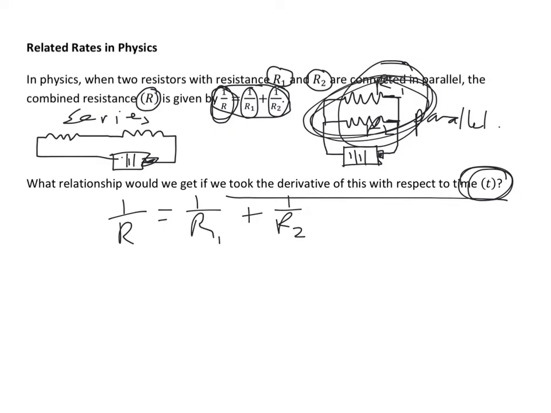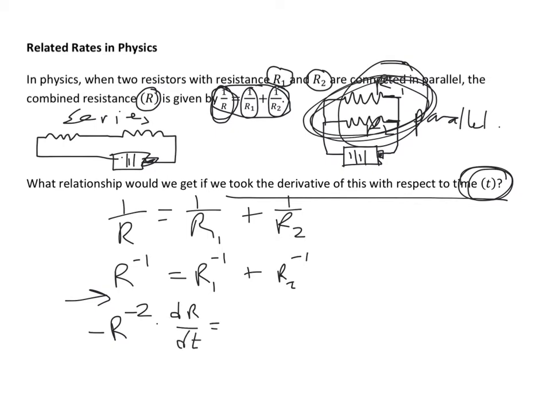Well, I would want to rewrite these as -1 powers because it'll be easier to do the derivative. And now I would just go through and take the derivative with respect to t. The derivative of this would be negative R to the -2 times dR/dt, equals, this would be negative R1 to the -2 dR1/dt. And this last one, same thing, bring the power down, negative R2, subtract 1 from the power, minus 2, dR2/dt.